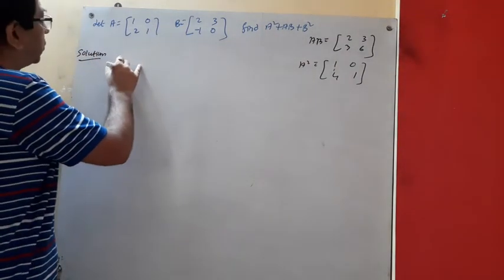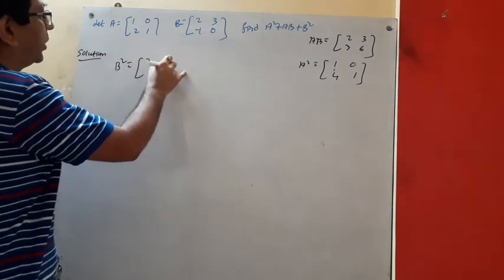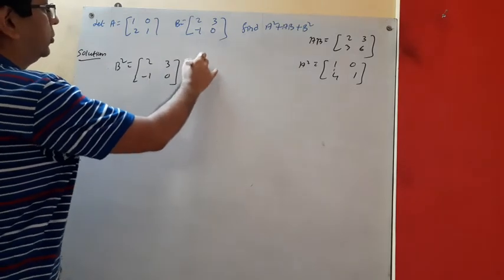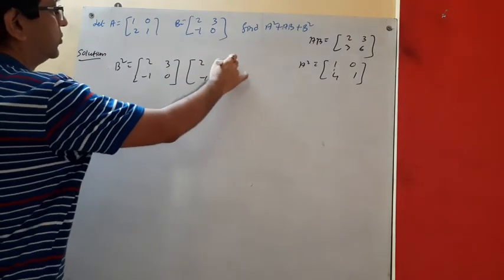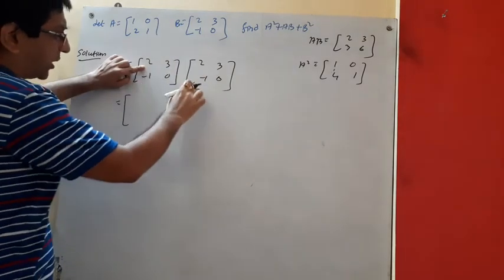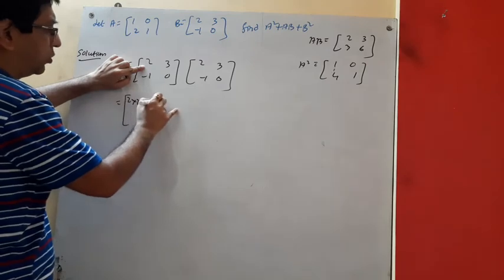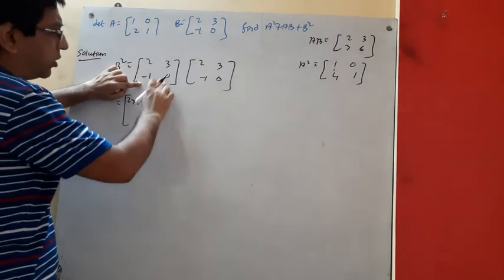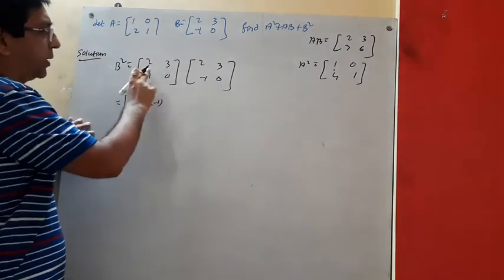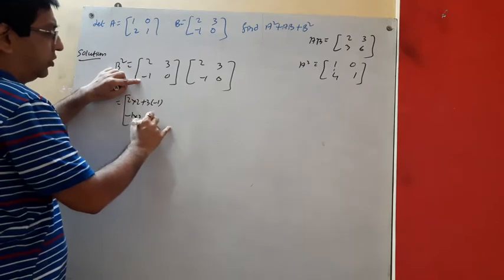Now what is B square? B square equals [2 3; -1 0] times [2 3; -1 0], right? That means we are multiplying first row, first column: 2 into 2 plus 3 into minus 1. Then second row, first column, keeping the first column fixed: minus 1 into 2 plus 0 into minus 1.